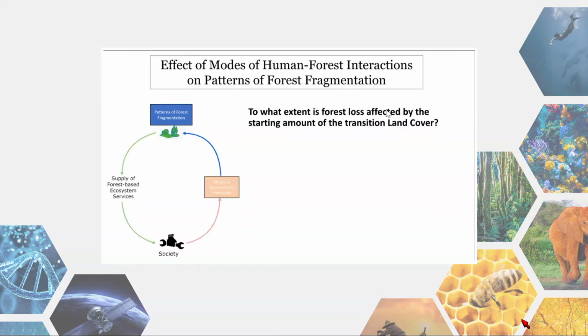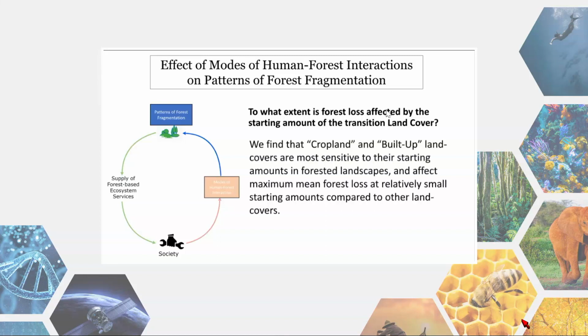Now to circle back and summarize the two sets of results in the context of the larger scope of this research project. The questions I posed at the beginning were, to what extent is forest composition affected by the rate of change of the transition land cover type? Here we find that cropland and built-up land covers are most sensitive to their starting amount in forested landscapes and affect maximum mean forest loss at relatively small starting amounts compared to other land covers.